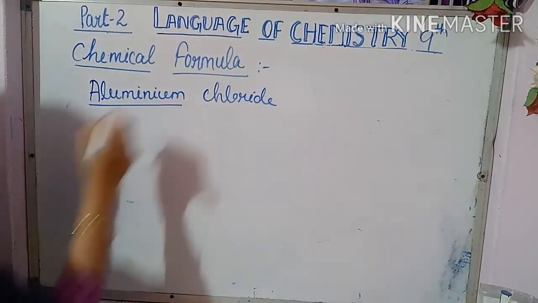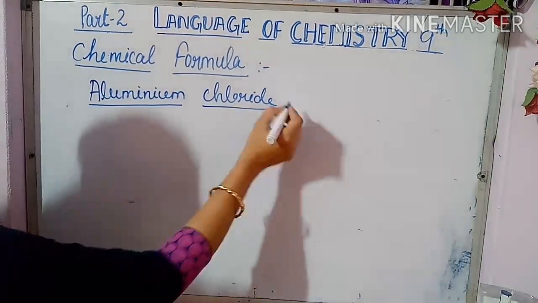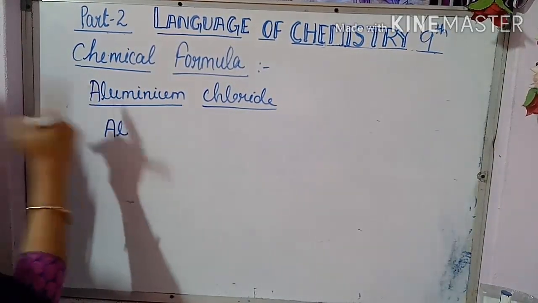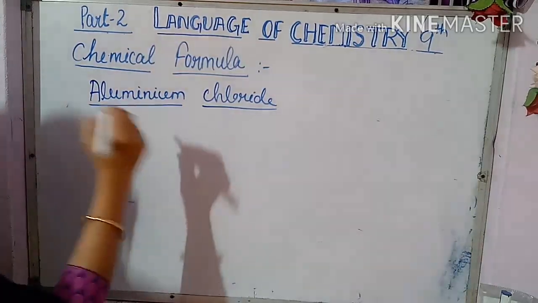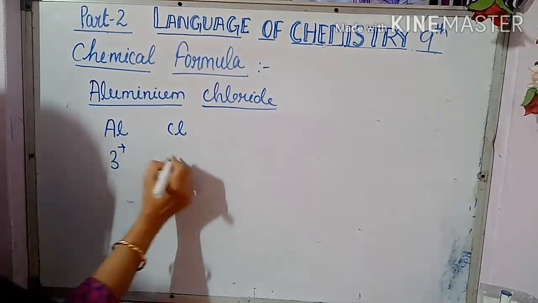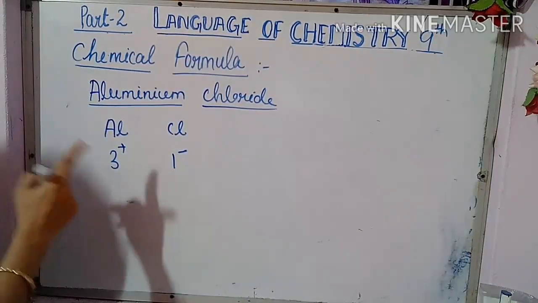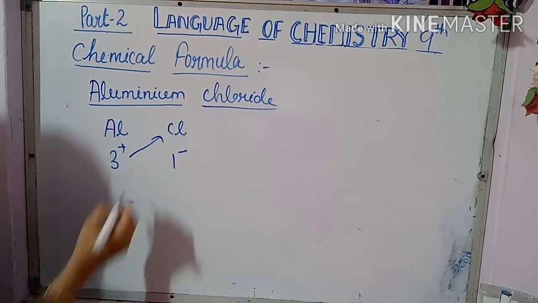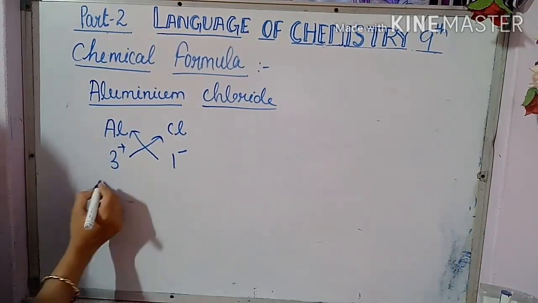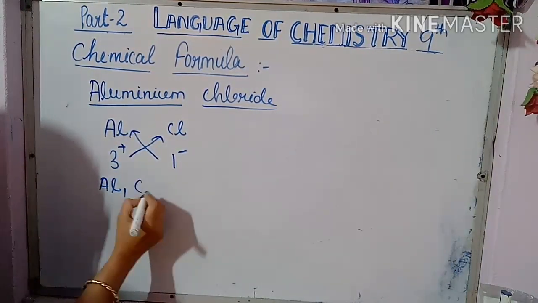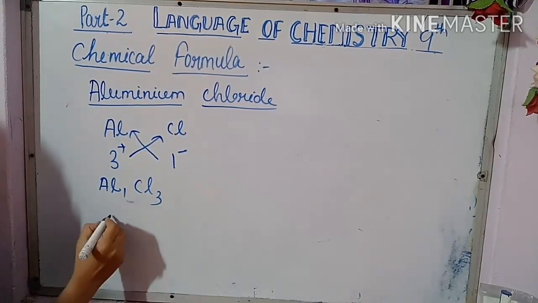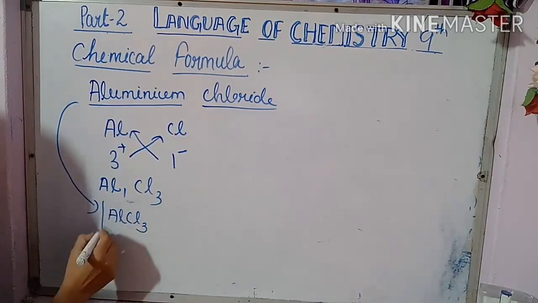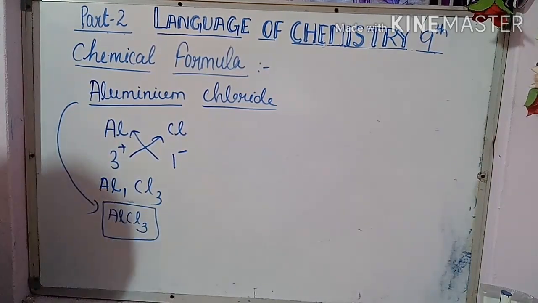Here, aluminium is the positive radical, chloride the negative radical. So you have to first write the formula. Aluminium, what is the valency? 3 plus. Chloride, what is the formula? Cl. What is the valency? 1 minus. Now the same procedure you follow. Exchange the valencies. This 3 plus will go to Cl, this 1 minus will go to Al. So it will become Al1 Cl3. Now no need to write 1. So the formula will be AlCl3. This is the final formula of aluminium chloride, AlCl3.